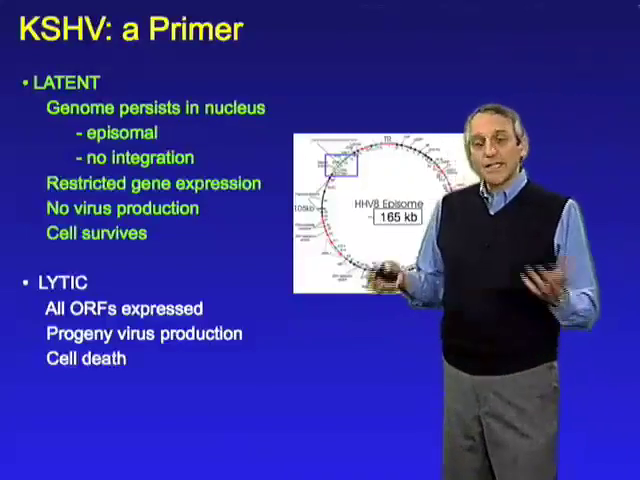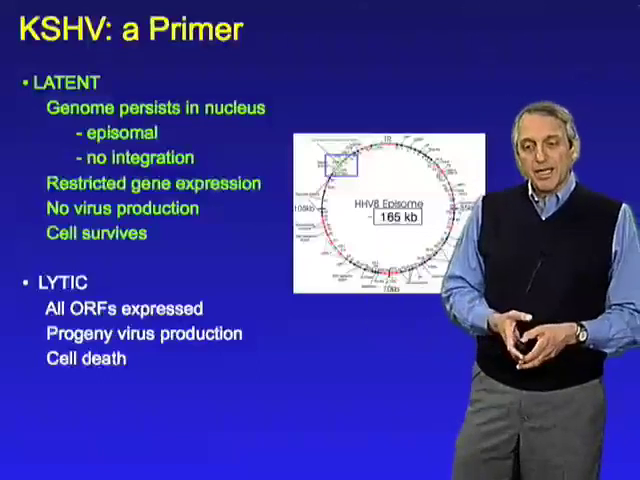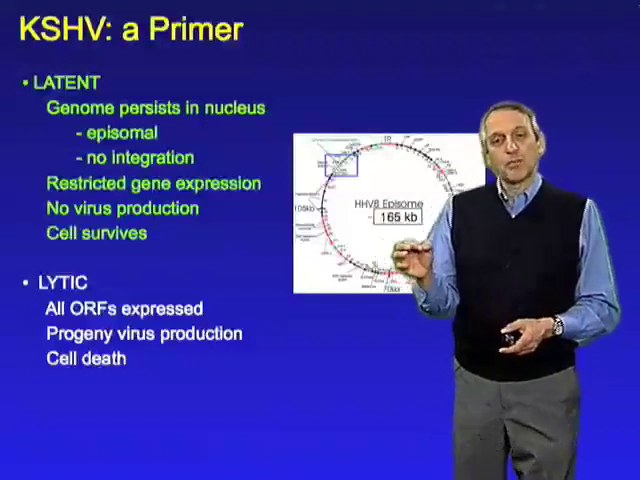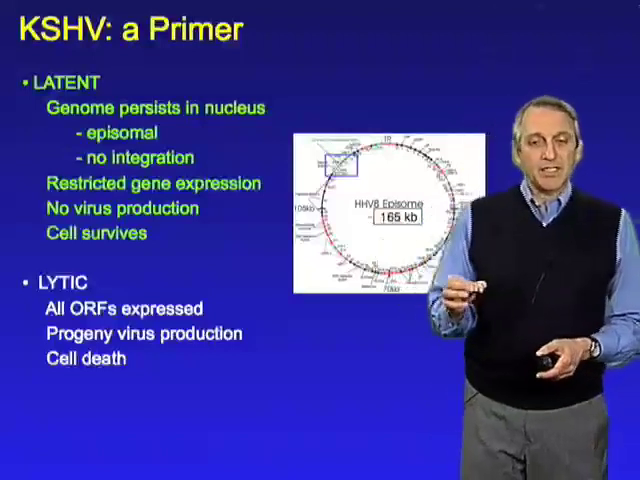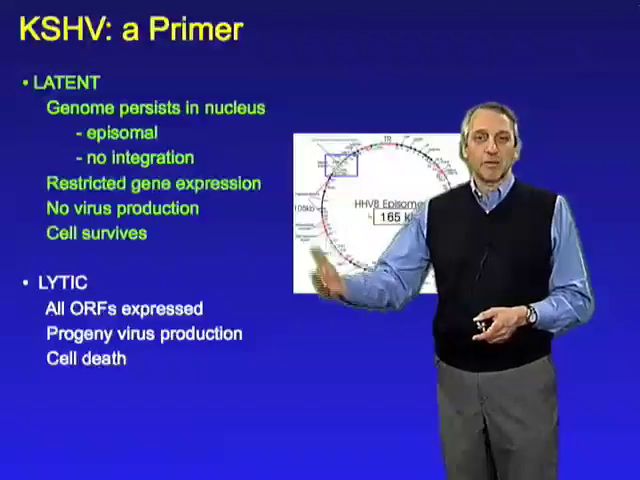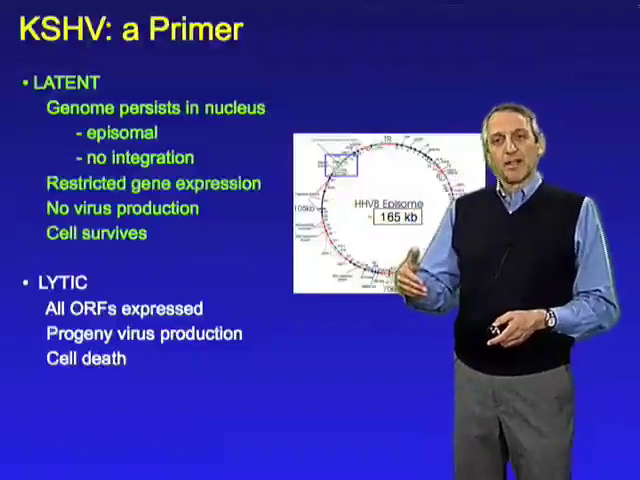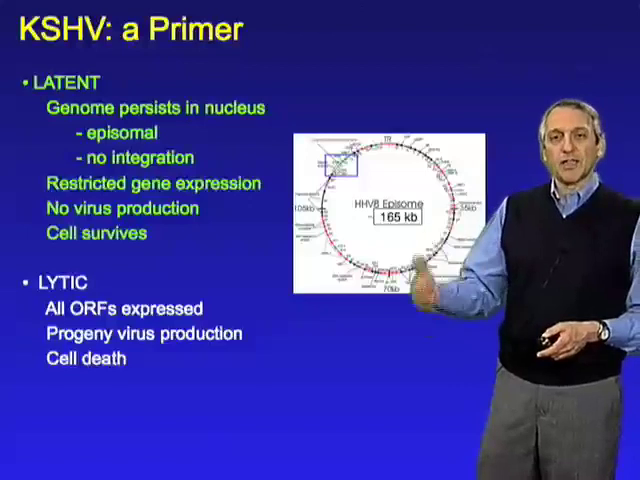Now, in that sense, it's a cryptic infection, but it's not irreversibly cryptic. Because the whole genome is still retained in the nucleus, there is the possibility to reawaken gene expression from the rest of the genome. And when that happens, the virus enters its so-called lytic cycle.